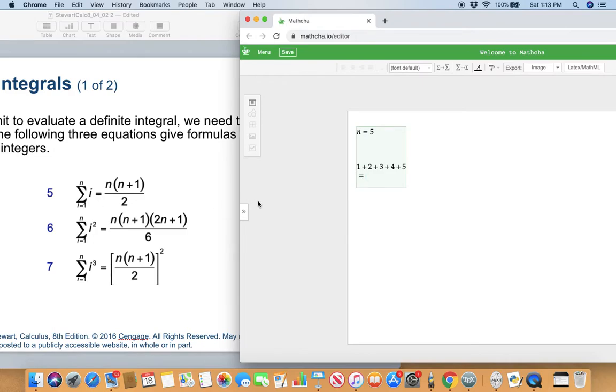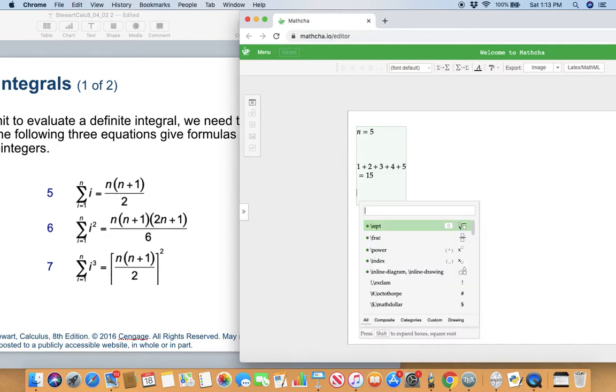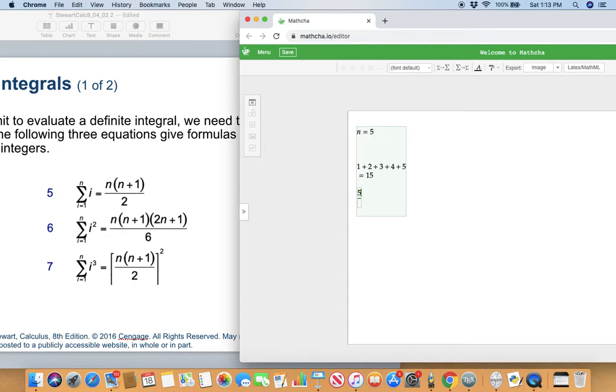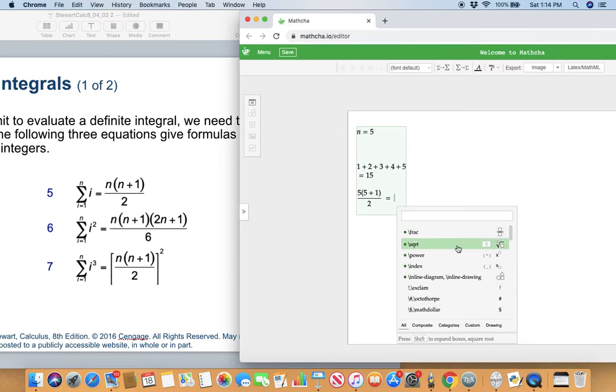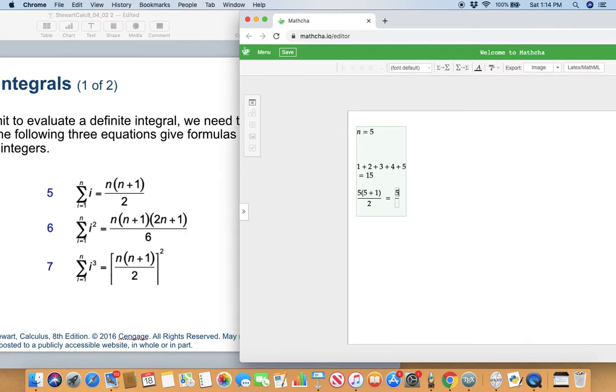Let's add these. 1 plus 2, 3, plus 3, 6, plus 4, 10, plus 5, 15. Let's compare it with the formula here. n is 5. So I'm looking at a fraction 5 times (5 plus 1) over 2. What is this? It's the fraction 5 times 6 over 2. Well, 2 cancels the 6 3 times. So 5 times 3, 15. Okay, 15, 15, we are fine.